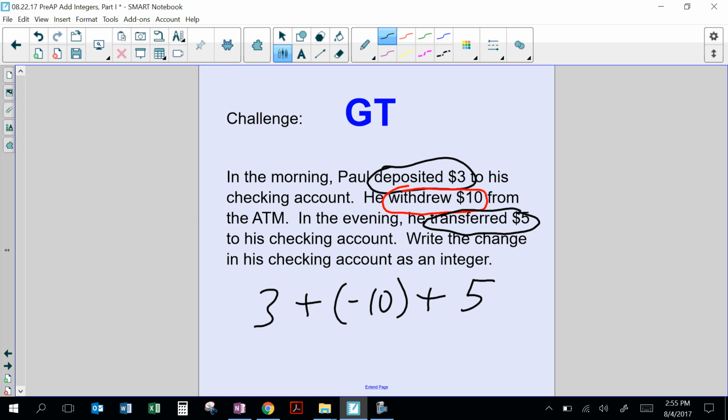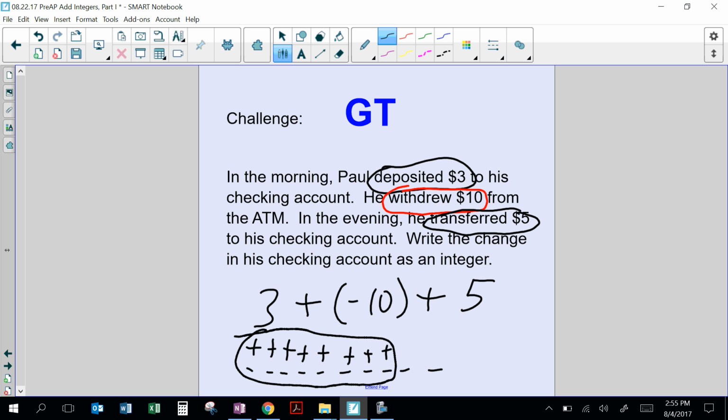So let's draw this. 3 positive, add 10 negatives. 1, 2, 3, 4, 5, 6, 7, 8, 9, 10. Add 5 positives. 1, 2, 3, 4, 5. All of these become 0 pairs. And we are left with 2. Write it as an integer. So the answer is 2.